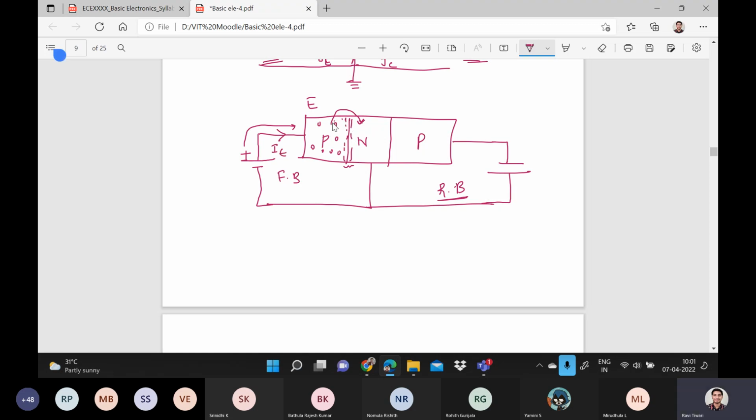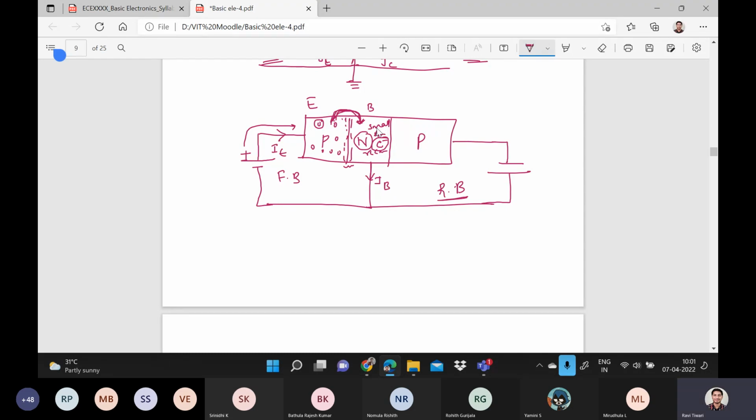Now what will happen, as here holes are in the majority. Now holes jump into the base region, and as you know, base is lightly doped. That is the first thing, and its area is also very small. So there will be very little recombination of holes with electrons because N has electrons as the majority. So what will happen when holes jump into this base region? A small amount of holes and electrons will recombine and produce the base current IB.